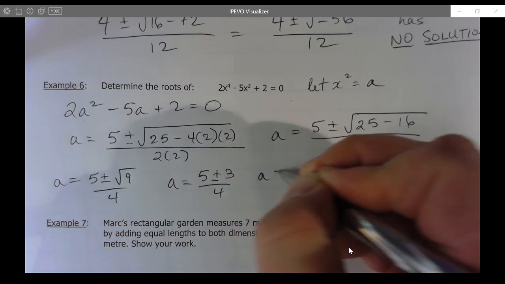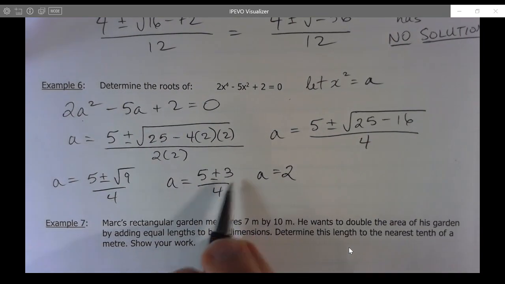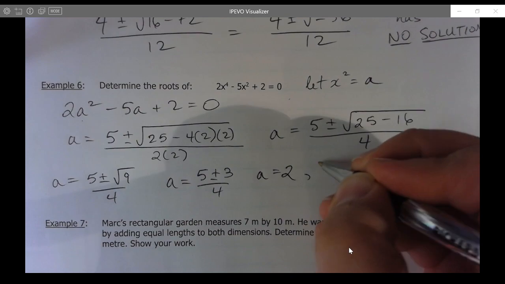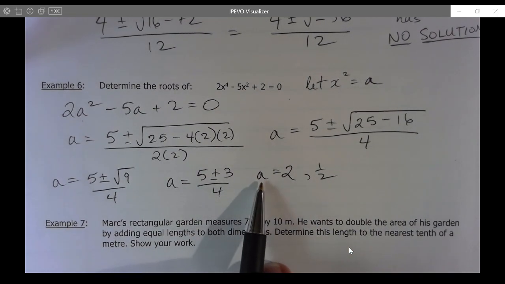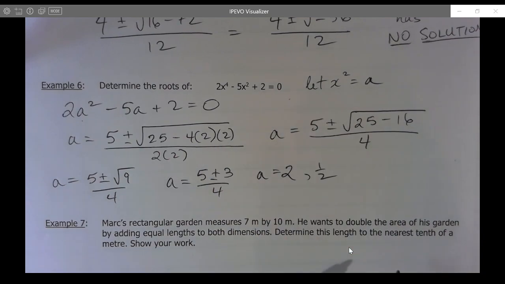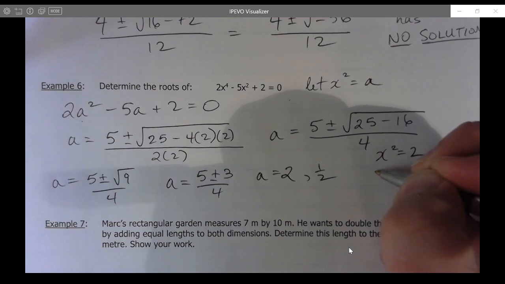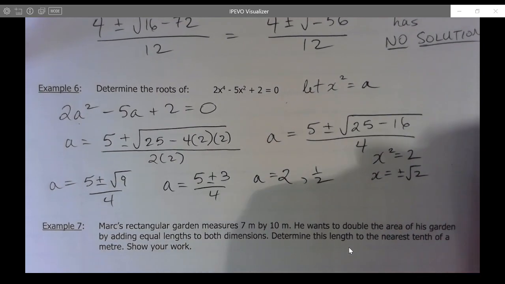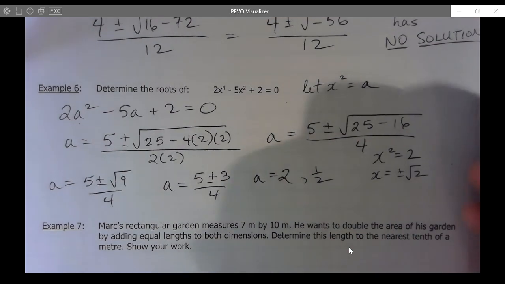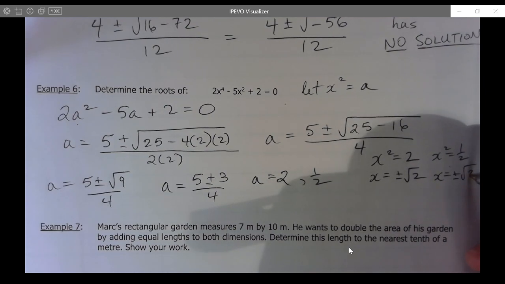So a has two answers. If a is a plus, 5 plus 3 over 4 is 2. And 5 minus 3 over 4 is a half. But remember, that is my a value, and I want to solve for x. So x squared is equal to 2, which means that x is equal to plus or minus root 2. And x squared could also be equal to a half. So x could equal plus or minus root 2 over 2.